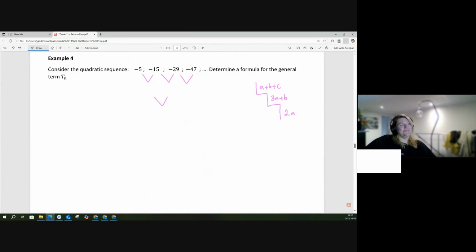All right. So, first step, I've got to figure out what my first difference is. So how have I gone from -5 to -15? I have subtracted 10. Then I need to get my next one. So how did I get from -15 to -29? What would I have to subtract to get from -15 to -29? I'd need to subtract another 14.